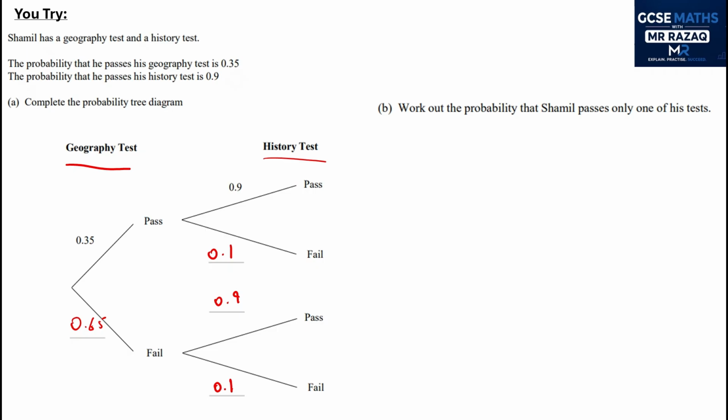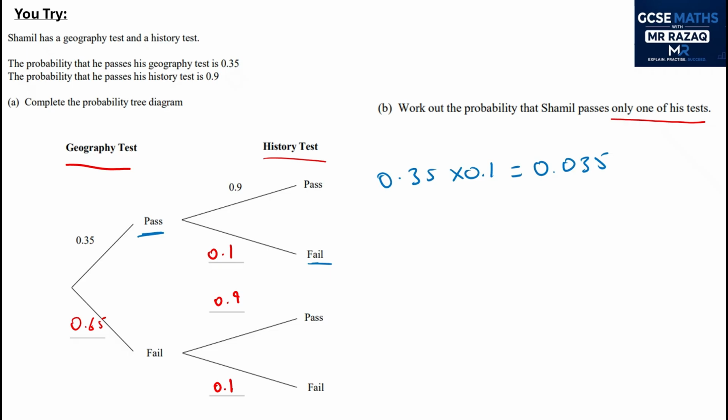Part B is asking us to work out the probability that Shamil passes only one of the tests. So one of the tests means there are two scenarios that we need to look at. The first scenario is if Shamil passes the geography test, then history he must fail. So it would be 0.35 times 0.1, and that would be equal to 0.035.